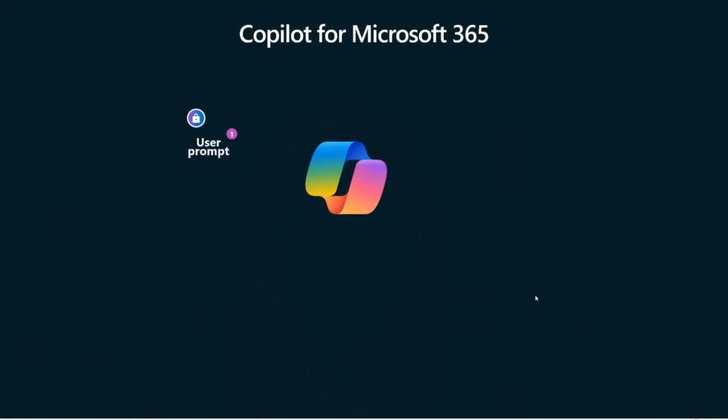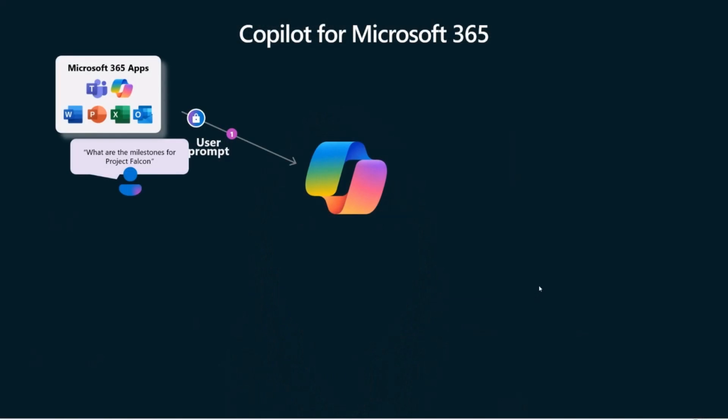Okay, so how does Copilot for Microsoft 365 work in the background? Well, first thing is I ask Copilot a question, which is a user prompt. And I can do this across Copilots in Microsoft 365 applications. In this instance, I'm asking Copilot, what are the milestones for Project Falcon? And this prompt gets sent to the orchestration engine in the middle. And the orchestration engine is what powers all of our Copilot scenarios.